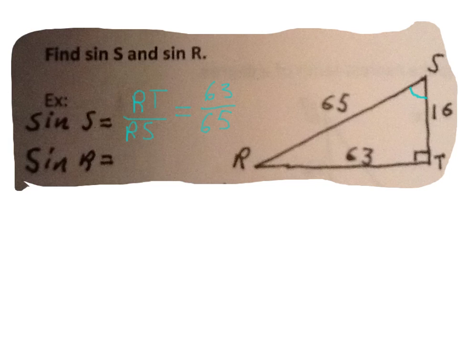Now let's talk about the sine of R. Okay, so that's going to be a little bit different. I'm taking the side opposite of R. So I check out angle R right here. Side opposite is ST. Okay, so sine of R is going to be ST divided by the hypotenuse, which is once again RS. Okay, plug in my values. ST is 16 divided by the hypotenuse, which is 65. Okay, 16 over 65 is the sine of R.